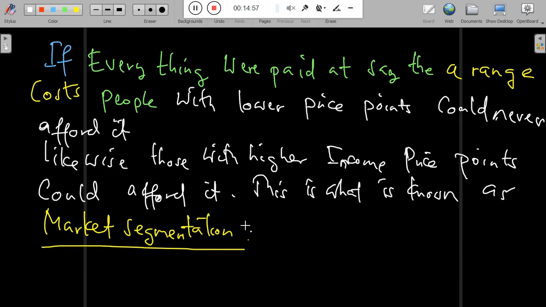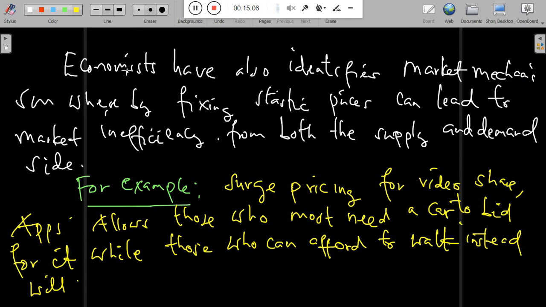Market segmentation has four types, which include demographic, psychological, behavioral, and geographical segmentation. Economists have also identified market mechanisms whereby fixing static prices can lead to market inefficiency from both the supply and the demand side. For example, surge pricing for ride share apps allows those who most need a car to bid for it, while those who can afford to walk instead will.